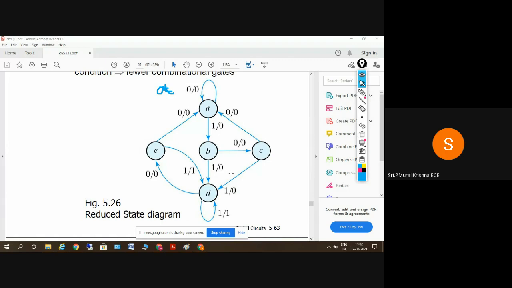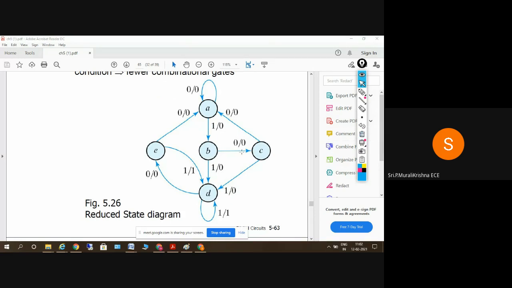Done? Yeah, sir. Yes, sir. So there is a concept of state reduction here. When you are given a problem and you have to do the reduction process, this is the method you have to follow. You have to find the equivalent states and reduce those states here.